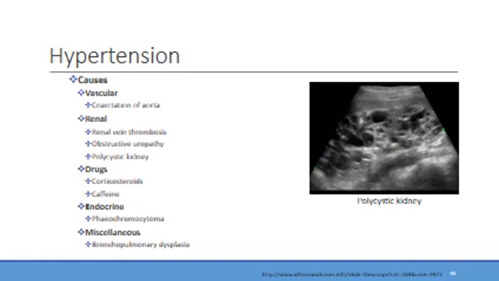Drugs should be considered, and drugs that we use quite often are corticosteroids, that we might also use for hypoglycemic patients, that can then lead to hypertension, and then caffeine that we give to prevent apnea of prematurity can also cause hypertension in the newborn. Endocrine pheochromocytoma we don't see very often, and then just to take note that patients with bronchopulmonary dysplasia due to chronic hypoxia can also develop hypertension, and this can present even months after the baby's discharge.